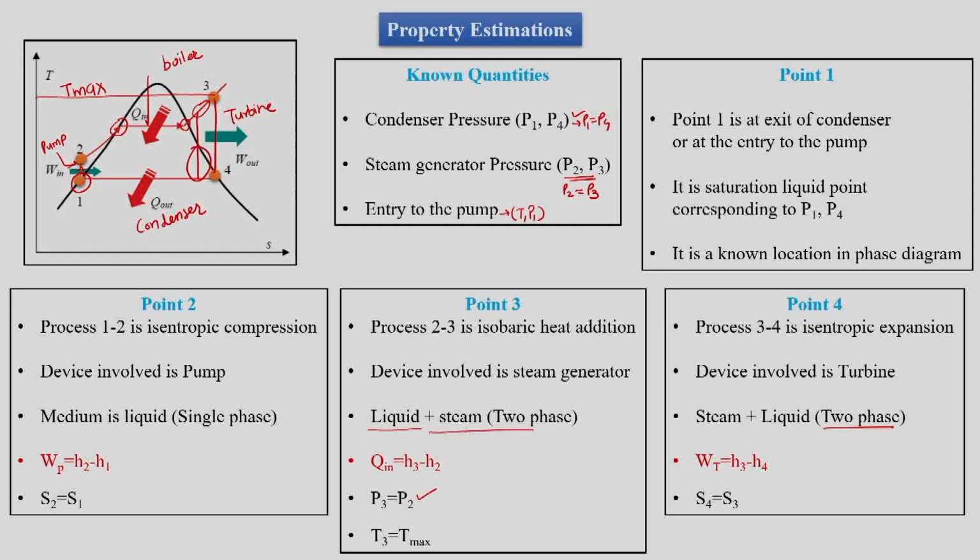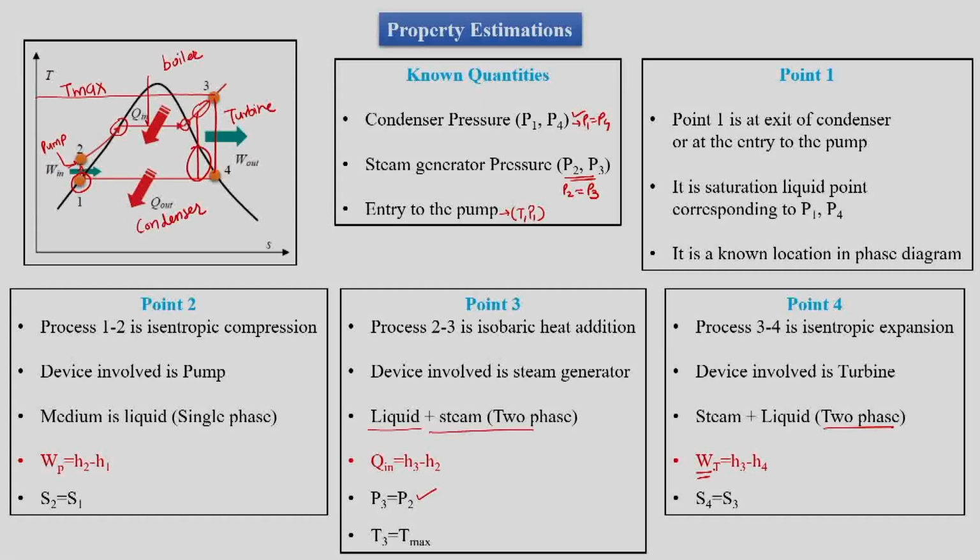Turbine is a work-producing device, so the work done by the turbine comes from the enthalpy drop of the steam, unlike the pump, which is a work input machine that needs input of work, and due to this we have a rise in enthalpy of water from H1 to H2. But in case of the turbine, we know that it is an isentropic process, so entropy at 4 is equal to entropy at 3. This is an isentropic process.